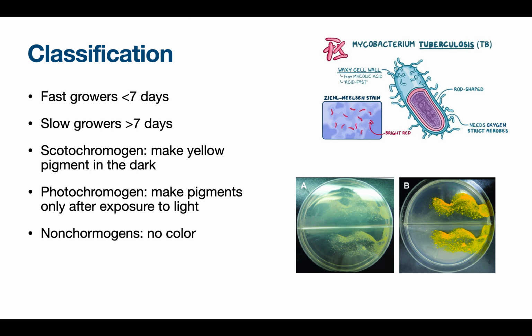Moving right along, we're going to start with Mycobacterium tuberculosis. So there are the fast growers that grow in less than 7 days and the slow growers which take more than 7 days. They make scotochromogens, which are yellow pigments in the dark, and photochromogens, which make yellow pigments only after exposure to light. And then there, of course, are the non-chromogens.